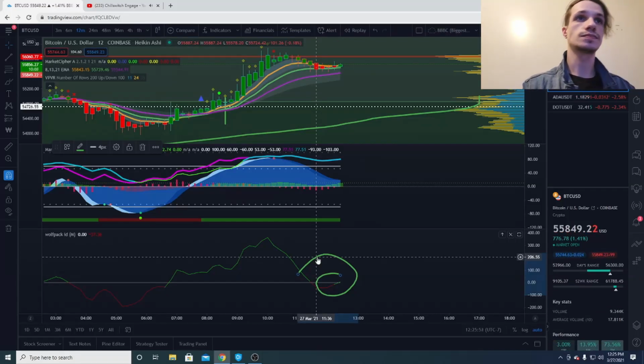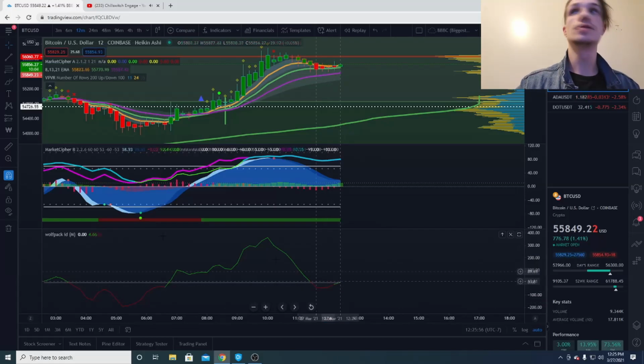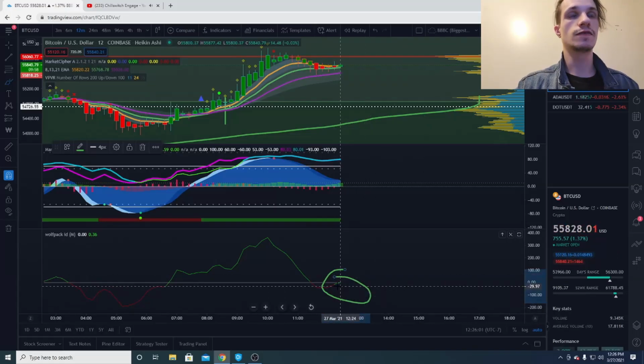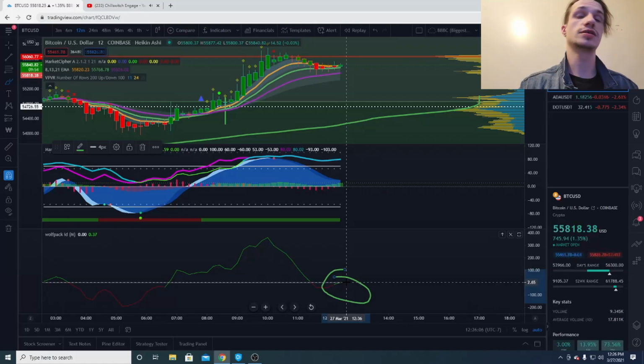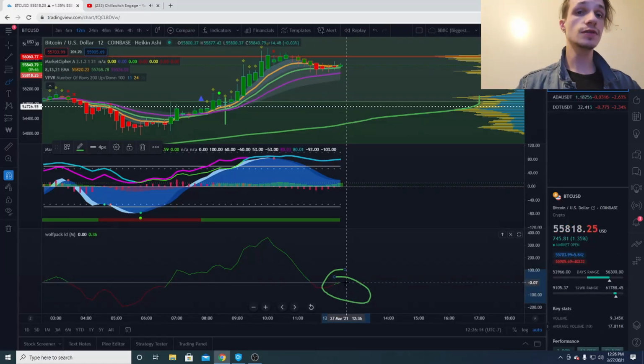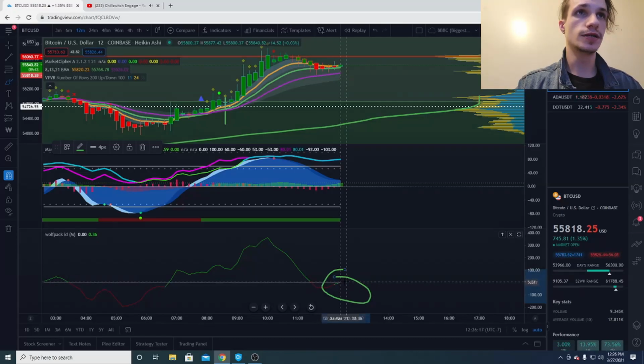All right, but our 12-hour, it's looking quite good. I'm not going to deny that. We have our confirmation on our Wolfpack ID. It is going from green to red. We didn't exactly go across the zero line yet, so I would wait. Actually, I would absolutely wait, because it says we're green, it says we're crossing, but we didn't cross yet.